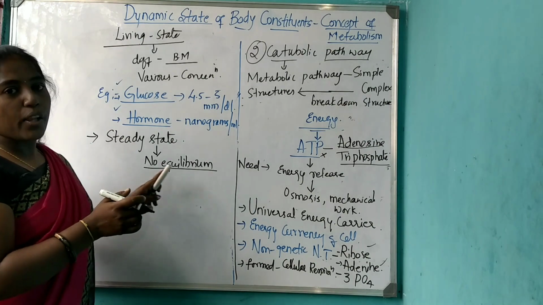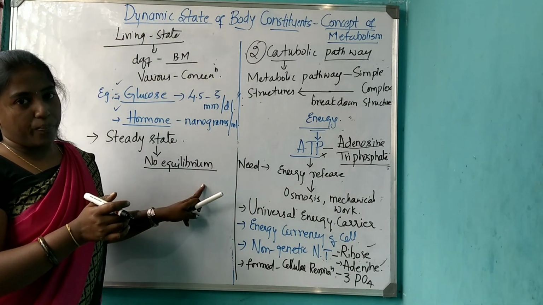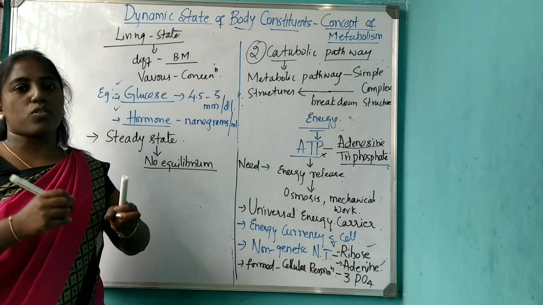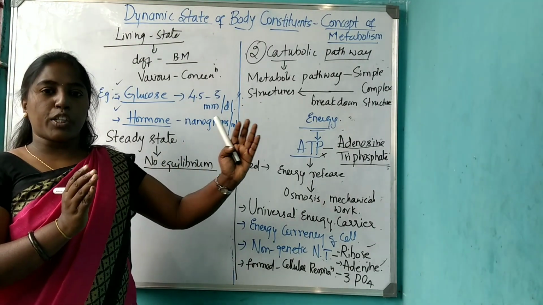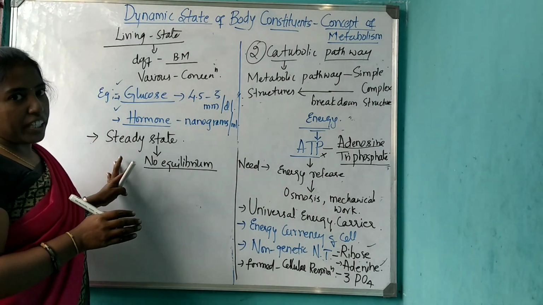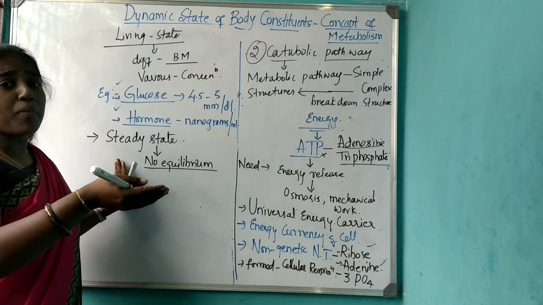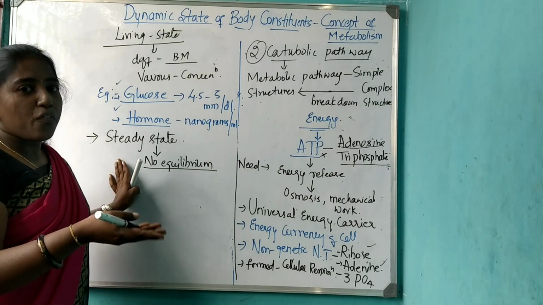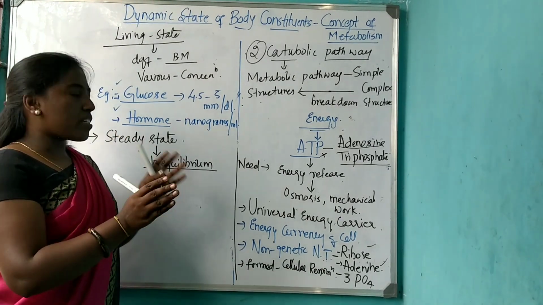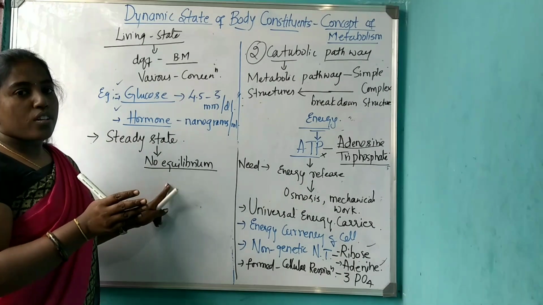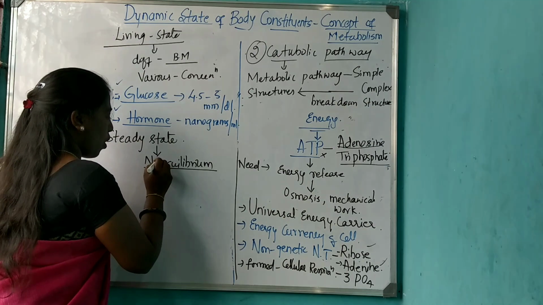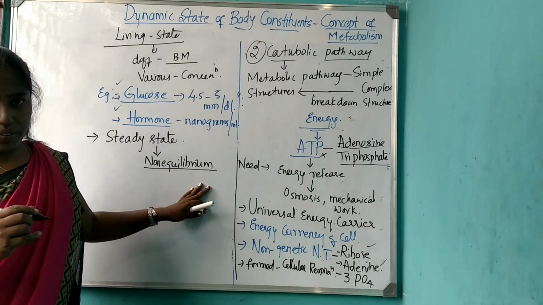Hence, it is a non-equilibrium state. Whichever reaction, either physical or chemical, a reaction will always tend to move towards equilibrium. But in a living organism, if it reaches equilibrium, it means the cell is not performing any function. That means it is not living. That means the living state is a steady state, which is a non-equilibrium condition.